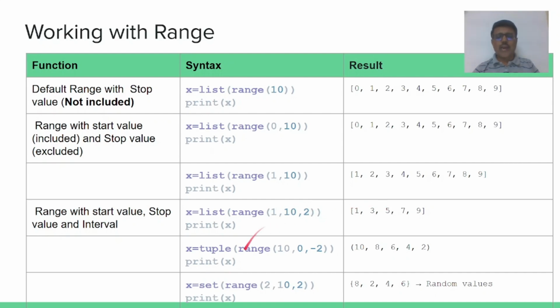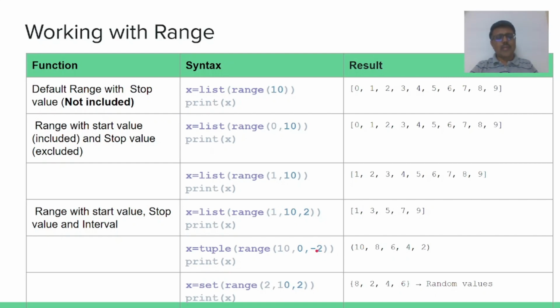Okay, and same thing, I can generate it as a tuple also. I'm just giving an example here with a tuple. I can also have it in reverse order. Notice that my initial value is 10, but my end value is 0. The moment it comes to 0, you just stop. And then I'm giving -2 here.